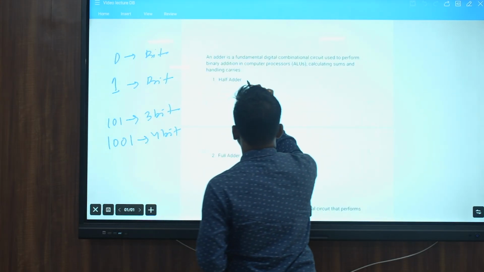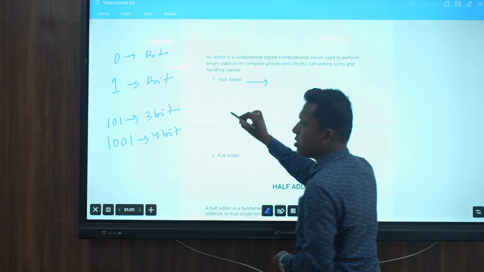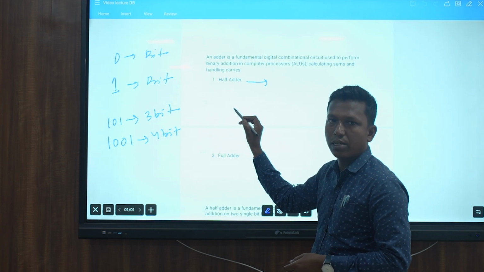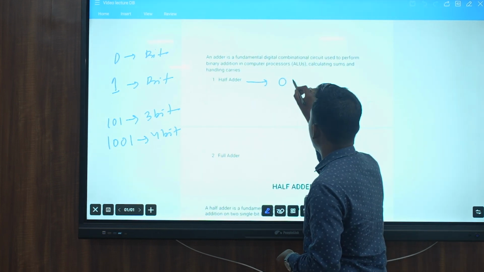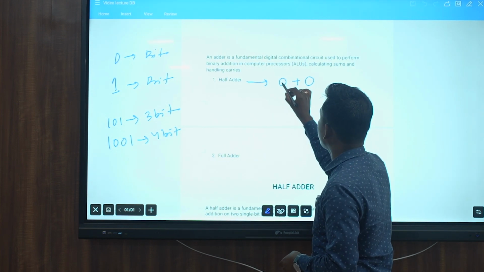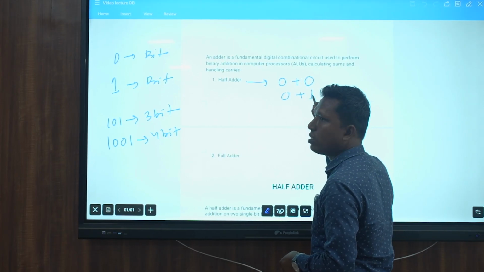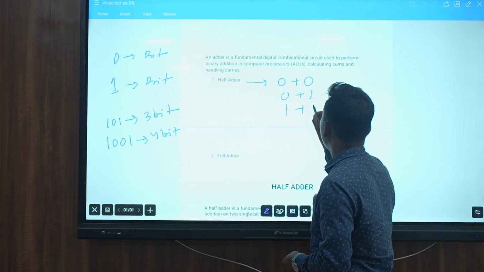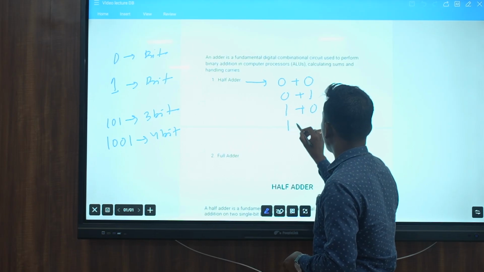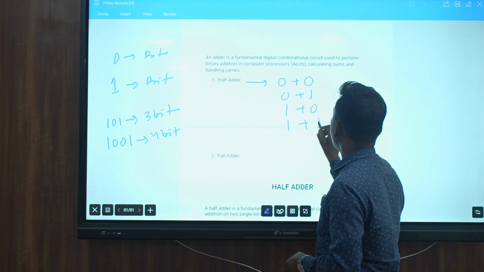So in a half adder, what happens? It adds two single bits: either 0 plus 0, this is a single bit, this is a single bit; either 0 plus 1; either 1 plus 0; or 1 plus 1, each with two single bits.